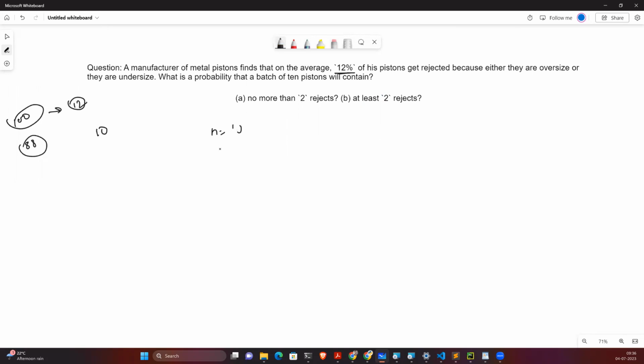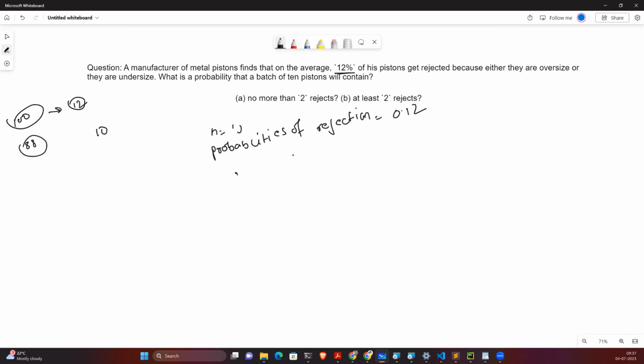So probability is the probability of rejection. Rejection is equal to 12%. Can I write 0.12? Yes, I can write. Yes, sir. Okay. Now what is the probability of not rejection?